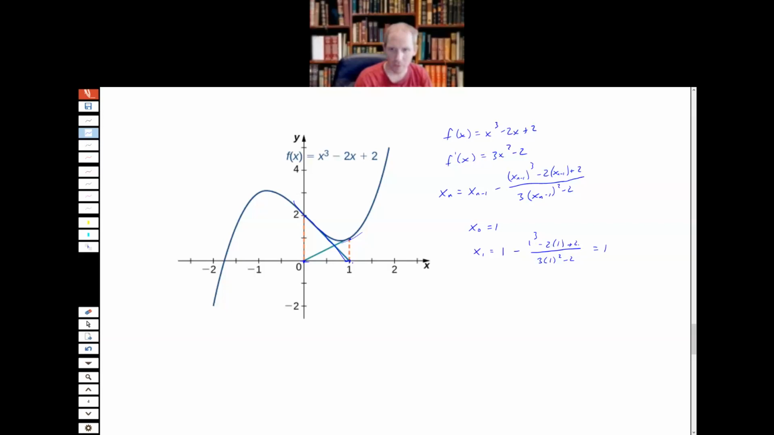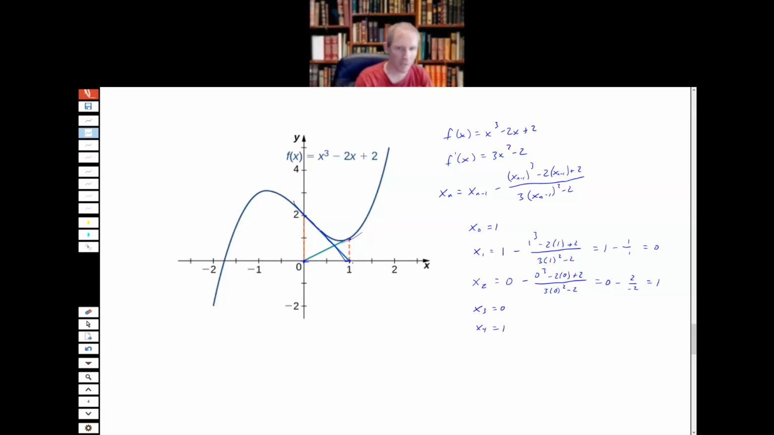So I have 1 minus 2 plus 2, which is 1. 3 minus 2 is 1. 1 minus 1 is 0. Okay, so x1 is 0. That's no problem. Then x2 is going to be 0 minus (0 cubed minus 2 times 0 plus 2) over (3 times 0 squared minus 2). So I get 2 on top, negative 2 on bottom, minus a negative is plus, 2 over 2 is 1, so I get 1. But I already know if I plug in 1, I'm going to get 0, so this is just going to go back and forth. It never hits a root.